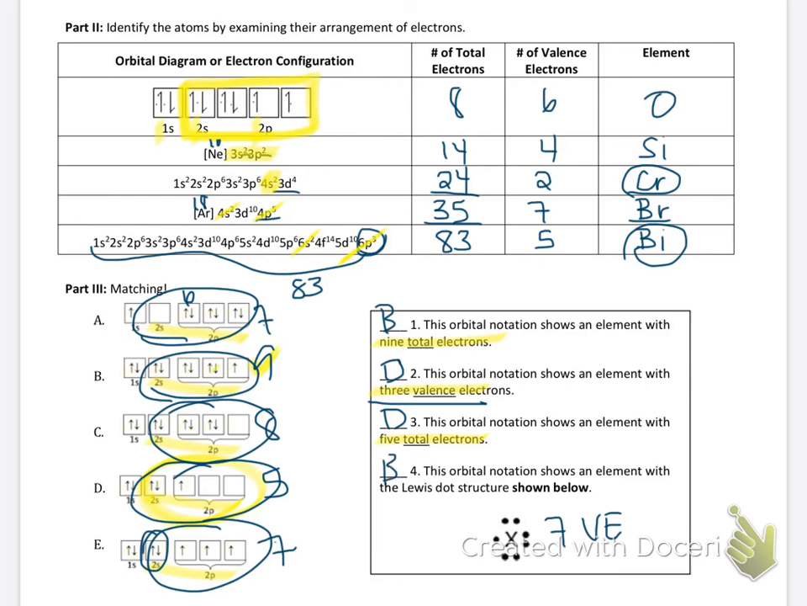So there you have it. Some practice on electron configuration stuff. We'll have more multiple choice that we'll be looking at in class.